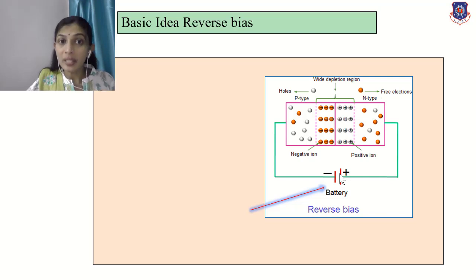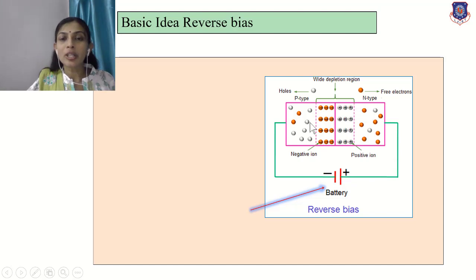Now, due to this reverse bias connection of the battery, what will happen with holes and electrons? Think about the holes and electrons. Holes in P-type material will be attracted by this minus. Similarly, what are the majority charge carriers of N-type? Electrons. And electrons will be attracted by the plus terminal.